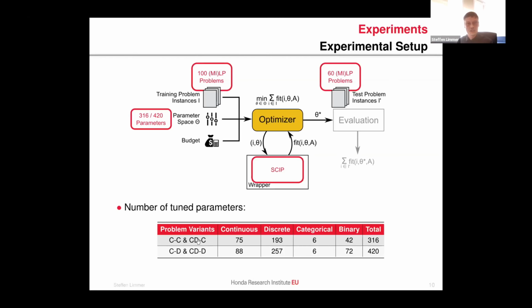And for the continuous variants, we tune 316 parameters of SCIP. For the discrete variants, we tune 420 parameters. The reason why we tune different parameters here is that some parameters have no influence on solving purely continuous problems.